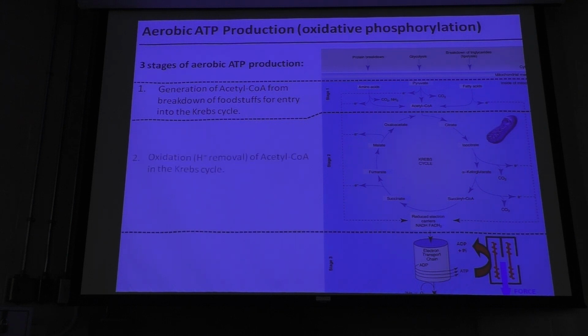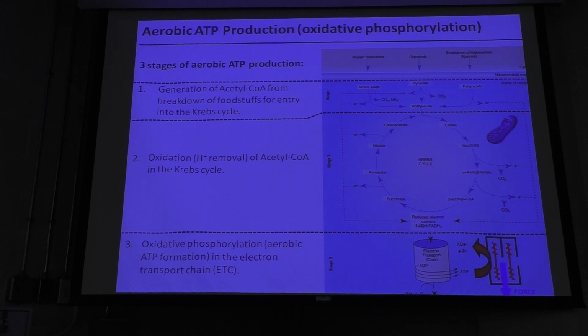The second process is the Krebs cycle itself, which is the oxidation, or the generation of these reducing equivalents. So the electrons or the hydrogen ions to drive the electron transport chain through the Krebs cycle. And so we get this oxidation of acetyl-CoA generated through these foodstuffs in the Krebs cycle, which ultimately provides the energy to drive that electron transport chain. And third, we have, of course, oxidative phosphorylation, which is the aerobic production of ATP in the ETC itself.